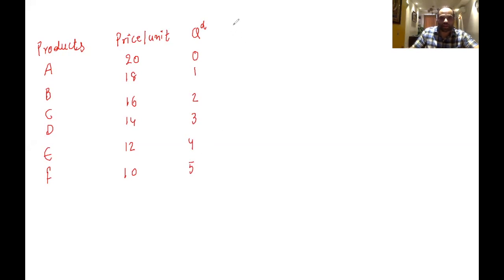And this is your total revenue. Total revenue is price multiplied by quantity. So the total revenue here is 0 because the price of 1 unit is 20, but demand is 0, so it's 0. Then that's gonna be 18, 32, 42, 48, and 50. You can see that as quantity demanded is increasing, 1, 2, 3, 4, 5, the price per unit is decreasing.